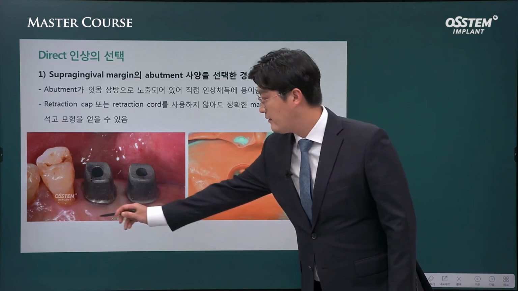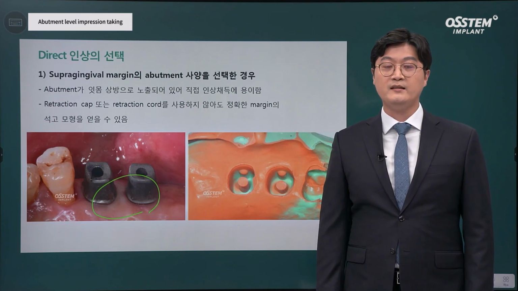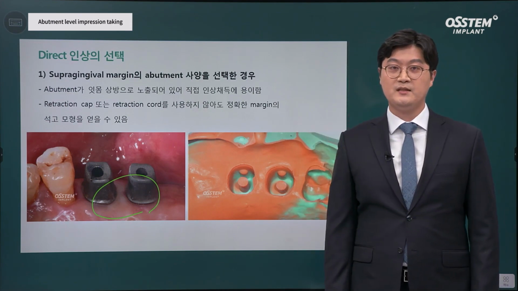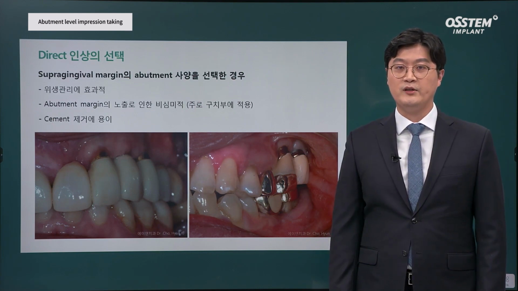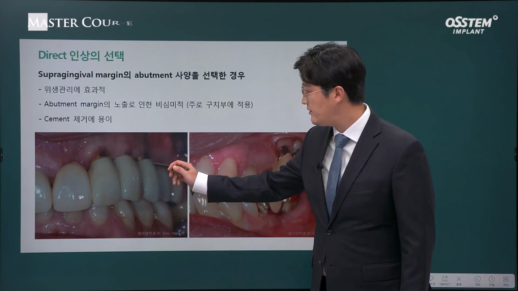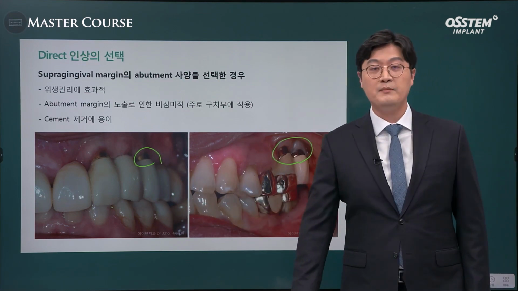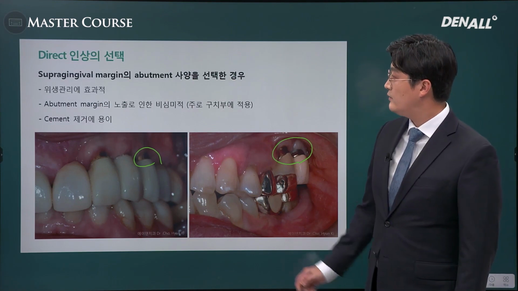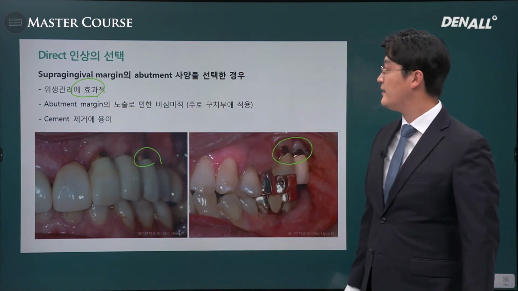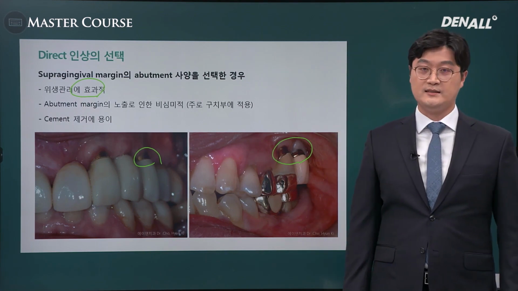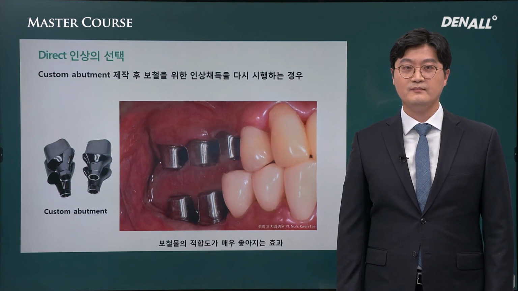This is an example. The margin is above the gum. Capturing the margin is easier when direct impression taking is used. In the posterior region, like this, a supragingival margin would provide better hygiene. So, impression taking can be done just like impression taking of a natural tooth.